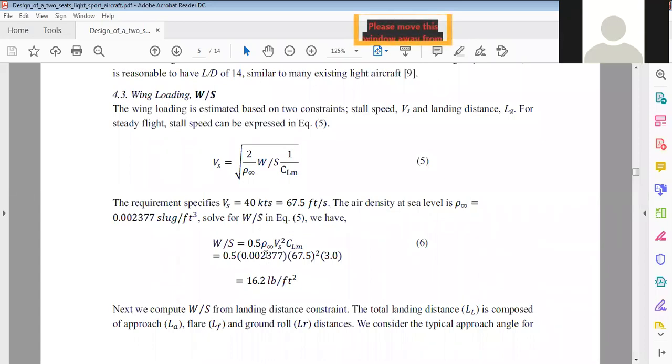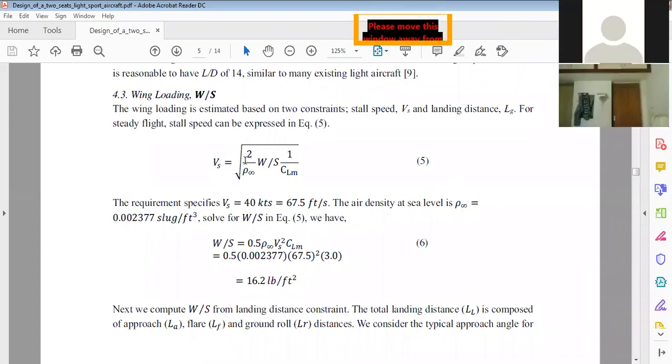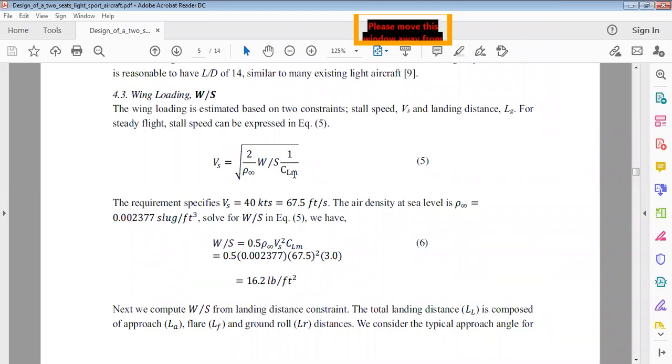We have W by S, and in this you can square both the sides here, Vs square equals 2 by rho infinity W by S, 1 by CL max. So in that, we have to calculate the wing loading using the free stream density, coefficient of maximum lift, and stall speed. Just substitute here, we are going to get a wing loading of 16.2 lb per feet square. Okay, next we compute the W by S for the landing distance constraint.